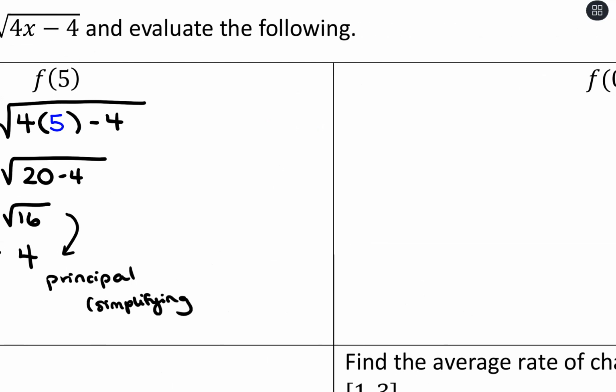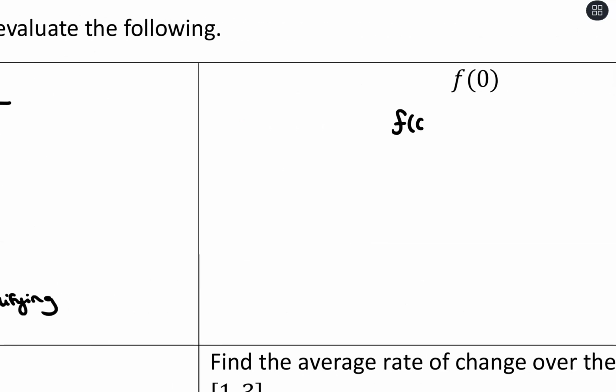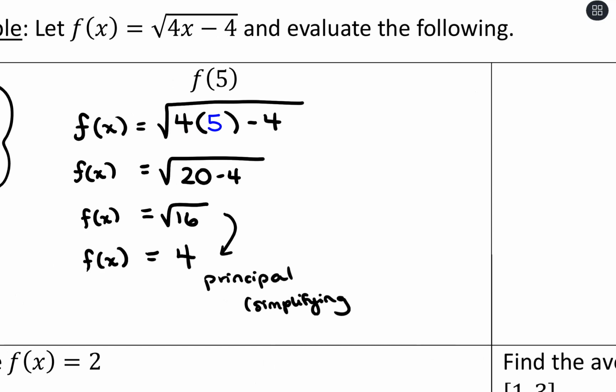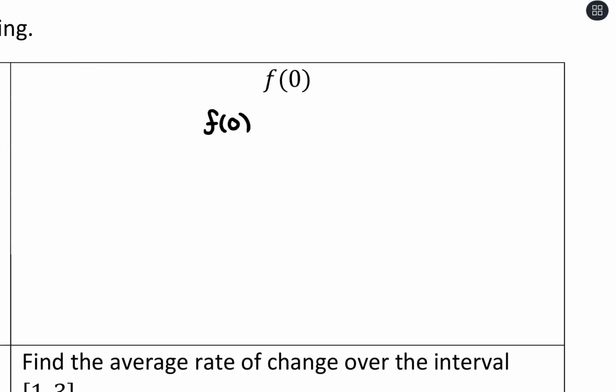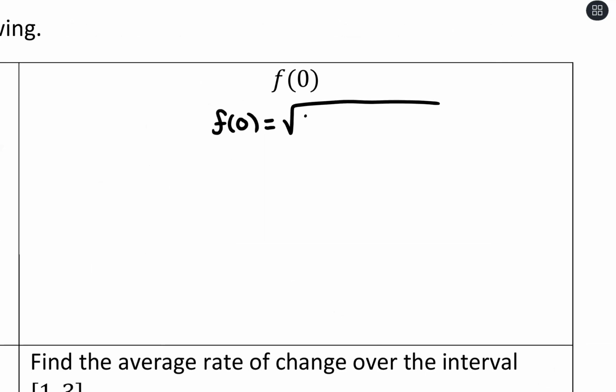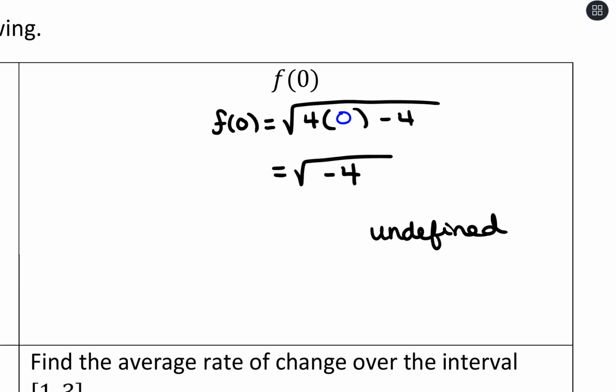Okay, let's say we want to find f of 0. So f of 0, sorry, I was writing f of x for all of those. I should be writing f of 5. Let's get that notation right here. f of 5 equals 4. Okay, f of 0, square root of 4 times input minus 4, and we are plugging in 0. As we simplify this, we're going to have 0 minus 4. So we have a square root of negative 4, which cannot happen. We can't take the square root of a negative. So with this, it is undefined, or not a real number.